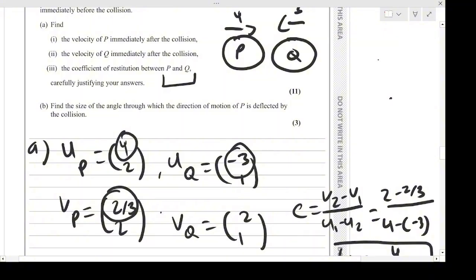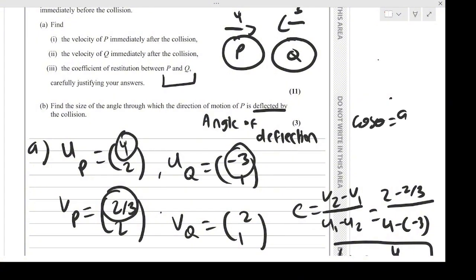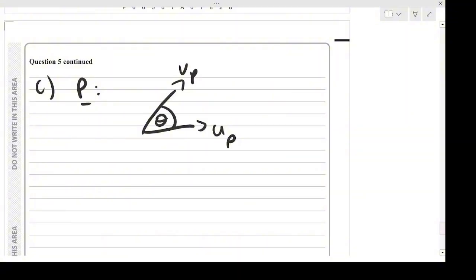Part B is asking to find the size of the angle for which the direction of motion of P is deflected, so that's referring to the angle of deflection. Because we're dealing with vectors, it's quite nice. I can use the formula cos theta is A dot B over mod A mod B, like I did with question 1, to easily work out the angle of deflection. P wants the angle of deflection, so it's going to be the angle between the initial velocity UP and the final velocity VP.